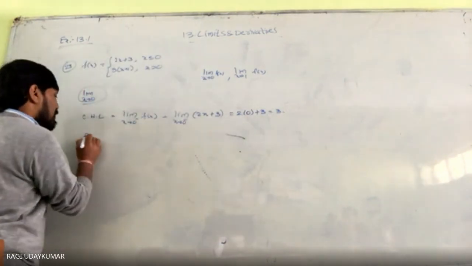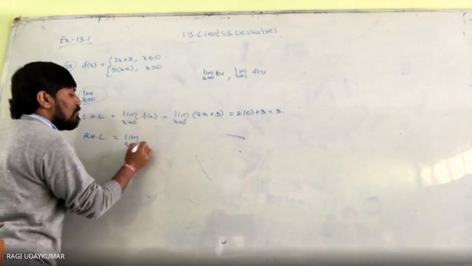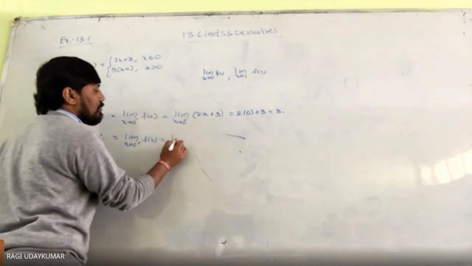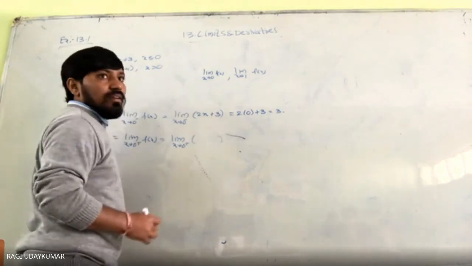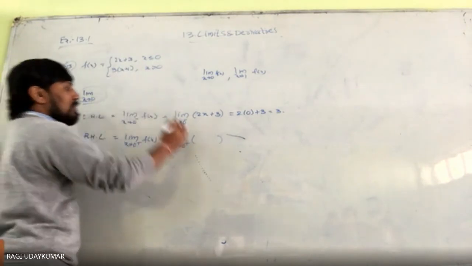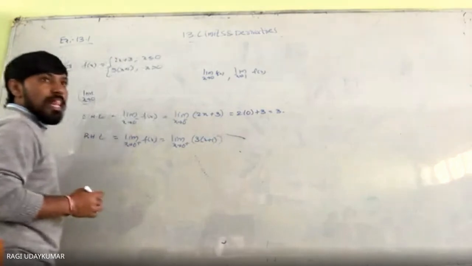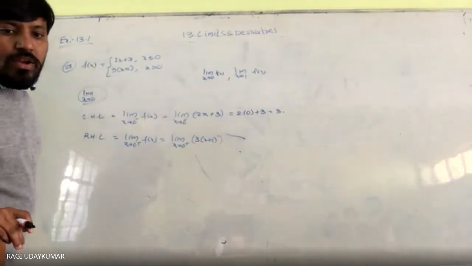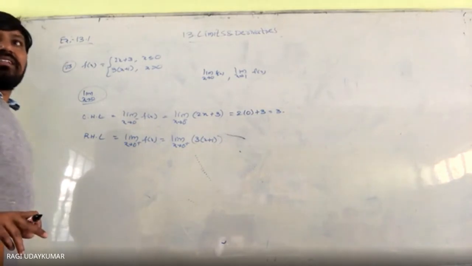And for the right hand limit, we consider the limit as x tends to 0 plus of f of x. For x on the right side, more than 0, the function is 3 times x plus 1. Two questions are asked: find the limit as x tends to 0 of f of x, and the limit as x tends to 1 of f of x.